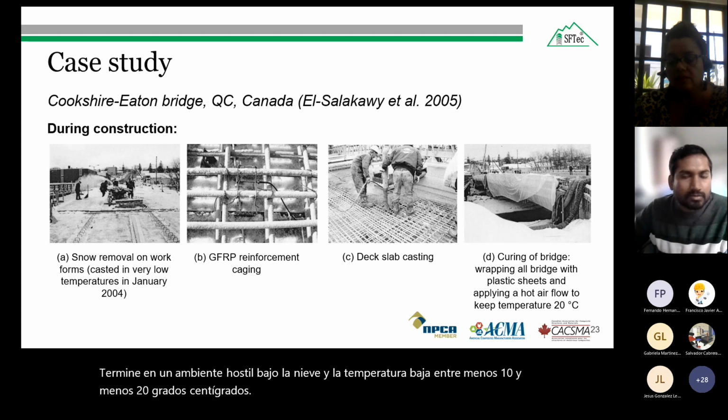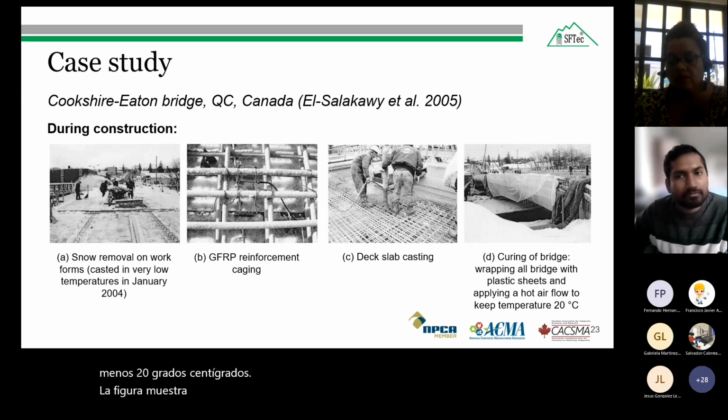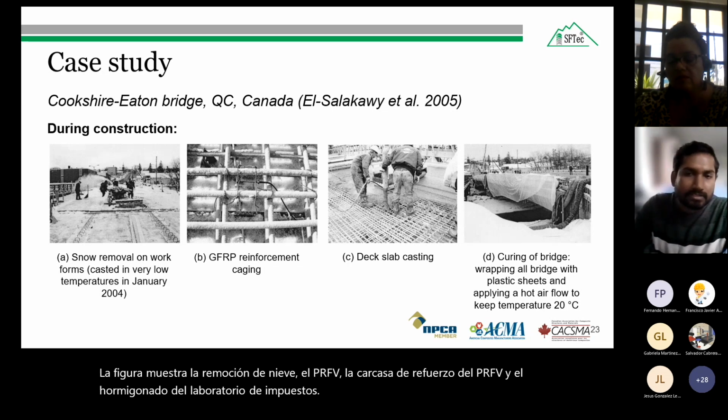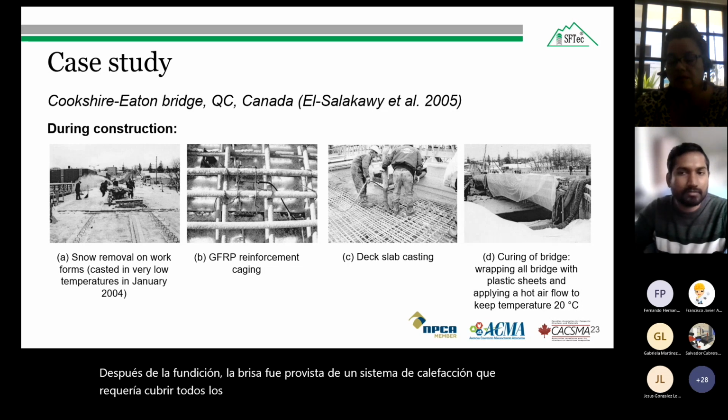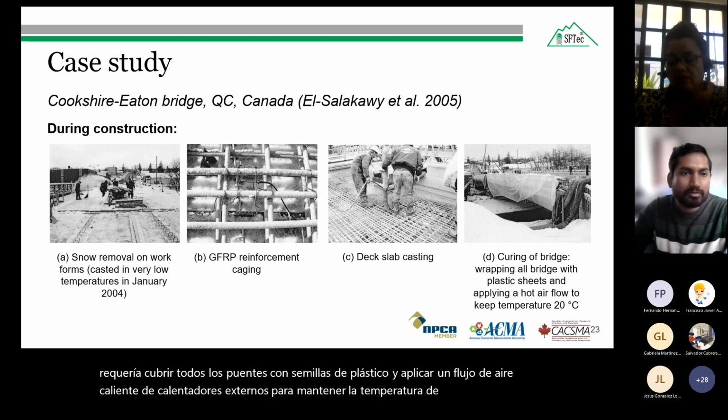The figure shows the snow removal, GFRP reinforcement placing and concreting of the deck slab. After casting, the bridge was provided with a heating system, which required covering the whole bridge with plastic sheets and applying a hot air flow from external heaters to keep the temperature at 20 degrees Celsius for about 2 weeks.